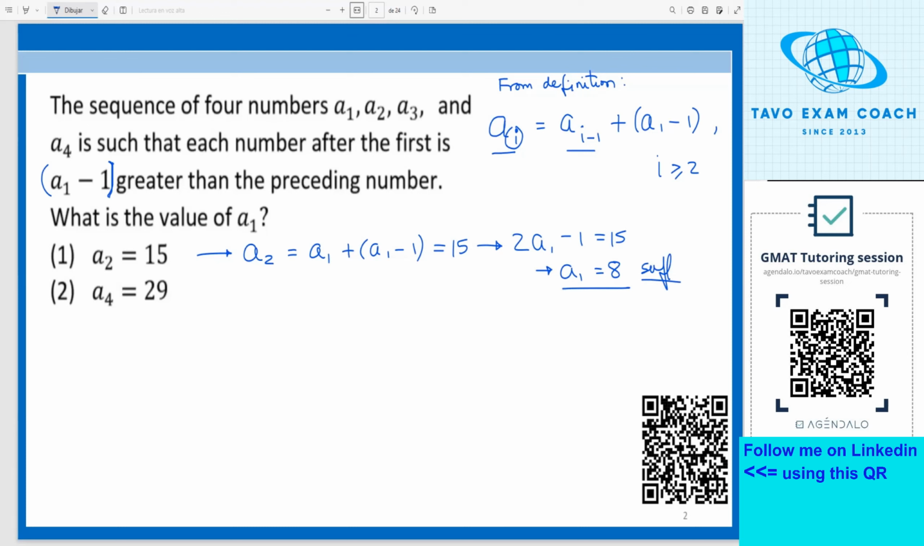Let's evaluate statement 2. A sub 4 equals 29. With the information we have in statement 2, can we determine the value of A sub 1? A sub 4 would be the preceding term, A sub 3, plus the difference, A1 minus 1. And this would be 29.